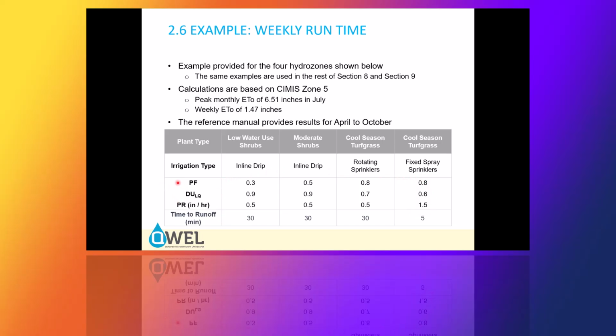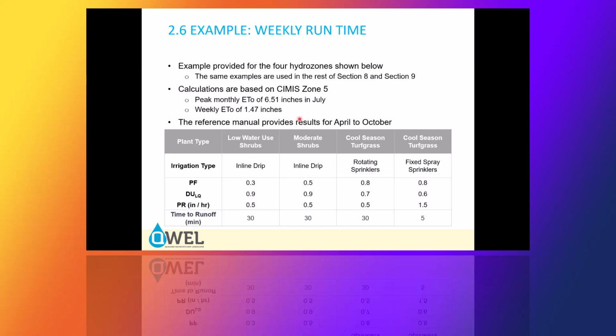So this is all the information that you would be getting from an audit. The plant factor, of course, we know from books and charts. I left SIMBIS Zone 5 in here. It's the same thing as AZ Met, just a zone within California. The main important thing is the peak monthly ETo of 6.51 inches in July. That translates to a weekly ETo of 1.47.